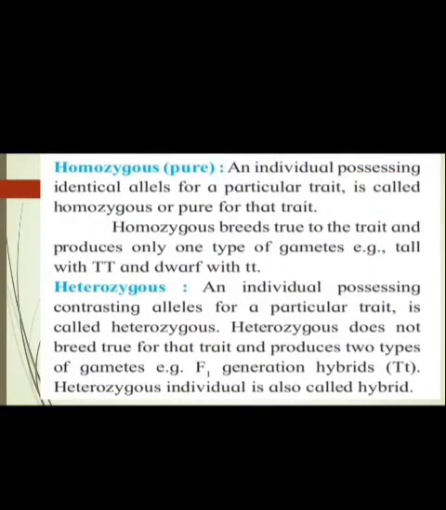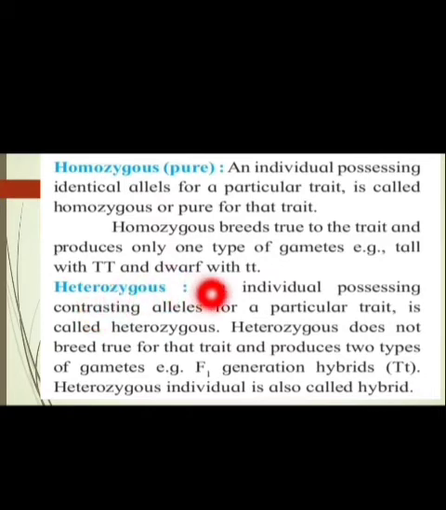Then homozygous. An individual possessing identical alleles for a particular trait is called as homozygous. And homozygous breed true to the trait and produce only one type of gametes, that is tall with capital T, dwarf with small t. What is meant by homo? Homo means similar. That is, they have the similar types of genes, or they have the identical alleles. That is called as homozygous.